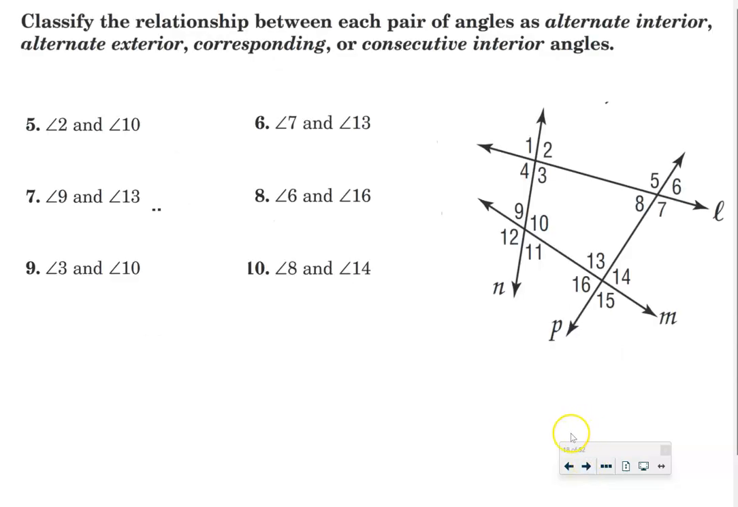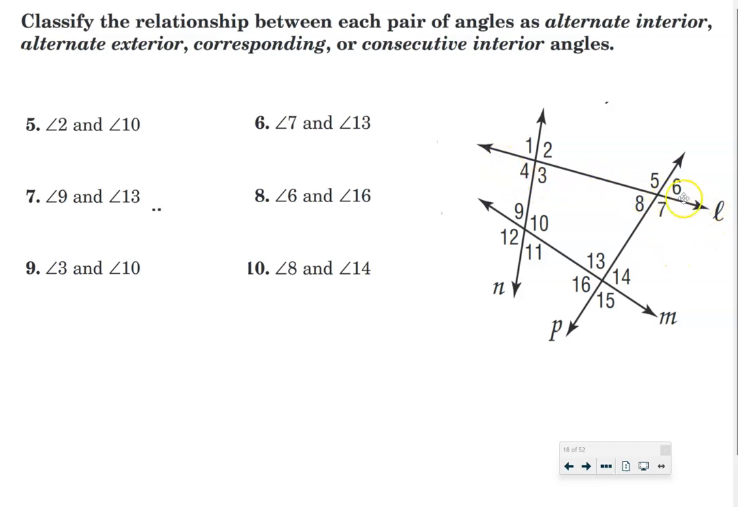Okay, here, every line over here is a transversal. It just depends on how you look at it. So it says classify the relationship between each pair of angles as alternate interior, alternate exterior, corresponding, or consecutive interior angles. So let's say I'm looking at line N here, and say N is my transversal. Well, that'll be here. I'm looking at all these angles. But if I'm looking at line P, then this is the transversal. These are the angles I'm looking at. But you can flip it. Let's say we're looking at line L.